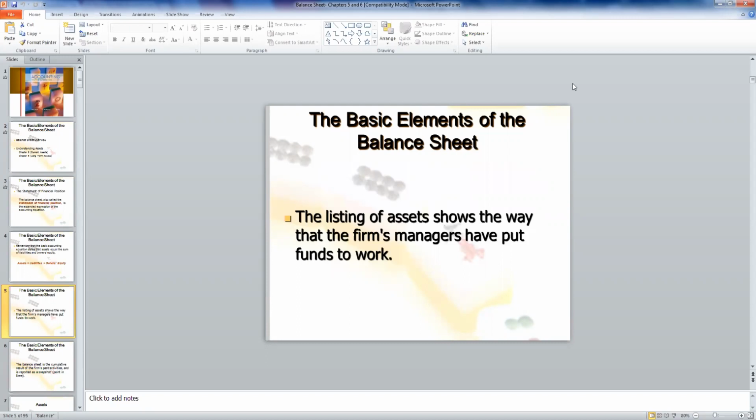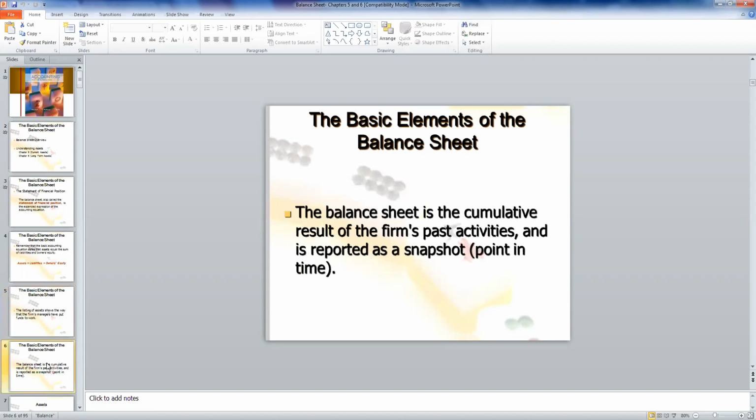So the balance sheet is just a listing of assets. On the left-hand side, or the top side, is just a listing of the assets that show the way the firm has utilized the funds that it has acquired. And firms acquire funds either through investors, borrowing, or retaining the earnings they have. So this is how assets show some of what they've done with those funds. And it's also a cumulative result of past activities. And when we look at it, it's a snapshot on a particular date. So it tells us what we have in cash, inventory, buildings, etc. at a point in time.